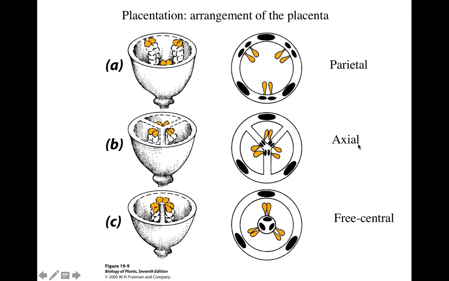With axial, instead of having a completely open chamber, you have these interior walls, and the ovules are attached within the axes of these interior walls in the center. With free central, you have one open chamber with a kind of a pole in the middle. You can see that here with the ovules attached to the center. And there's also more than these three, but these would be the most common placentation types. And so if you come across these terms in your key, you'll know that you need to look them up.